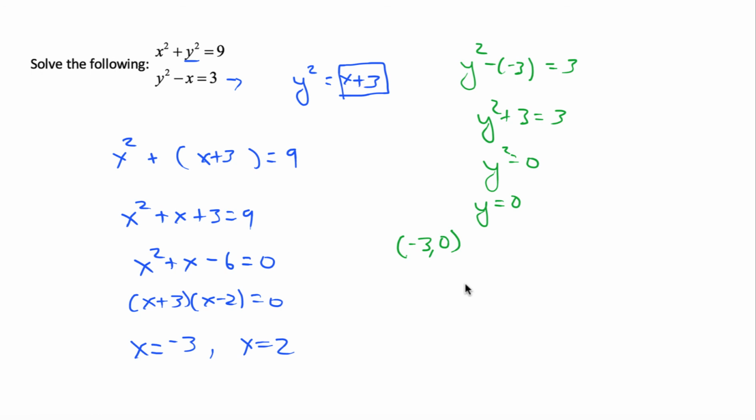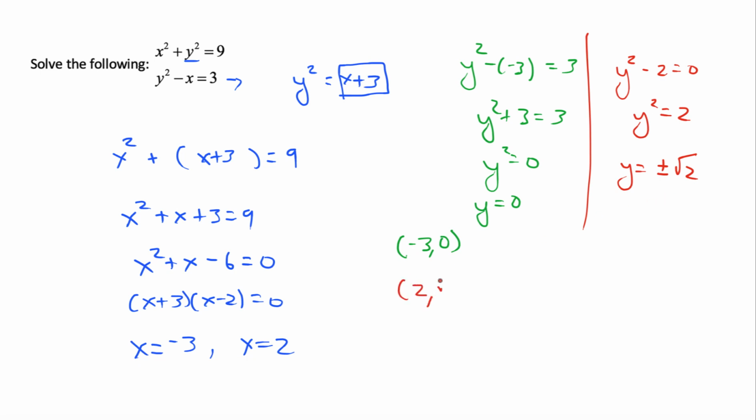Now, what's going to happen when we plug in the 2 in here? When we plug in the 2, you notice that y squared minus 2 is equal to 0. So y squared is equal to 2, which means y is going to equal plus or minus radical 2 here. So what does that mean? It means that when x is 2, y is positive radical 2, and when x is 2, y is negative radical 2. So that means we are going to have 3 solutions here.